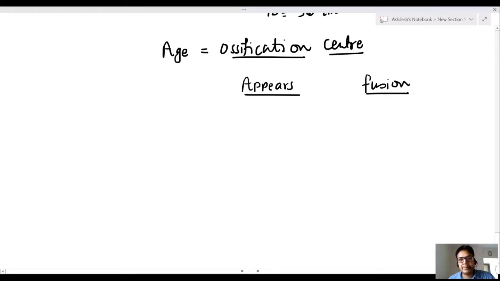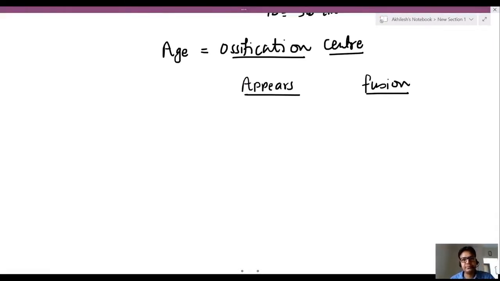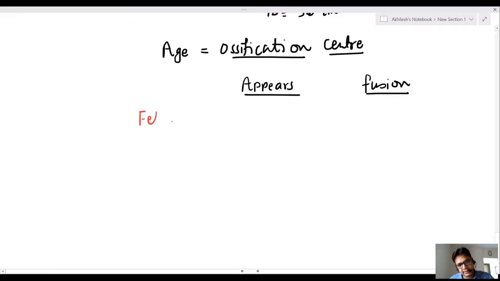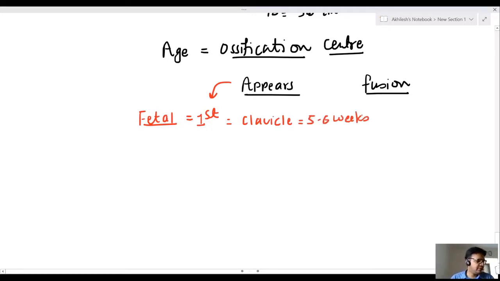Now, appearance in fetal life. This is a very important MCQ. Which center appears first in fetal life? This is the center of clavicle. It appears in 5 to 6 weeks of fetal life. So if you get a question, fetal life is intrauterine life. At 5 to 6 weeks, this center appears.